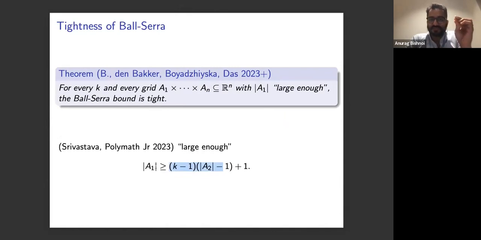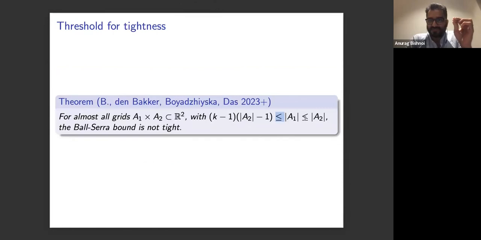And what we show is that if this A1 is strictly smaller than this right-hand side, so imagine these should be corrected, these should be greater than or equal to, in that case, for almost all grids, not for every grid, but for almost all grids, we prove that the Ball-Serra bound is not tight.